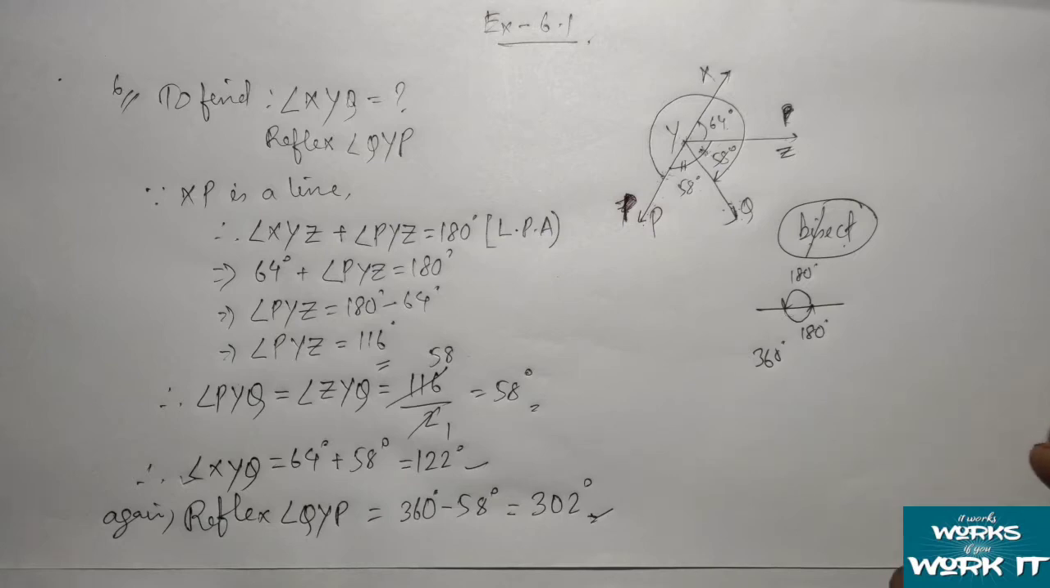As you already know, in earlier questions also we have done, the full angle is 360 degrees and angle QYP is 58 degrees. So subtracting, we are getting 302 degrees.